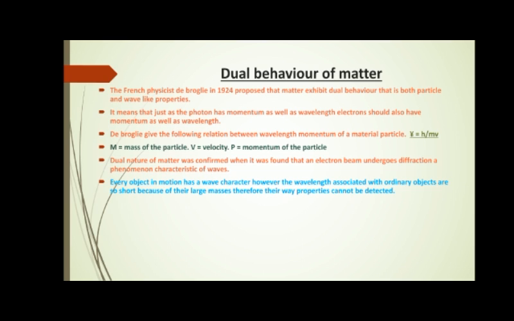Dual nature of matter was confirmed when it was found that an electron beam undergoes diffraction, a phenomenon characteristic of waves. Every object in motion has a wave character. However, the wavelengths associated with ordinary objects are so short because of their large masses. Therefore, their wave properties cannot be detected.